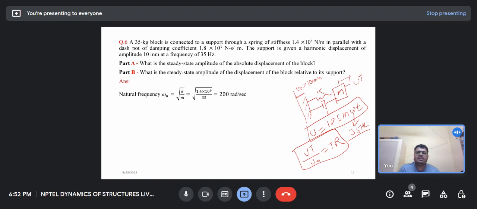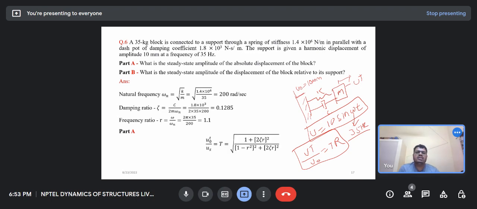Natural frequency of the system omega n, can you find out? Square root of k by m comes out to be 200 radian per second. And the damping ratio is c by c_r. So c_r is 2 m omega n, the critical damping, so that comes out to be 1.8 into 10 raised to power 3 divided by 2 into 35 into 200, so the damping ratio comes out to be 0.1285. The frequency ratio is r, which is omega divided by omega n, so that is 2 pi into 35 divided by 200, which comes out to be 1.1. So that is given to you, you can find out transmissibility directly.